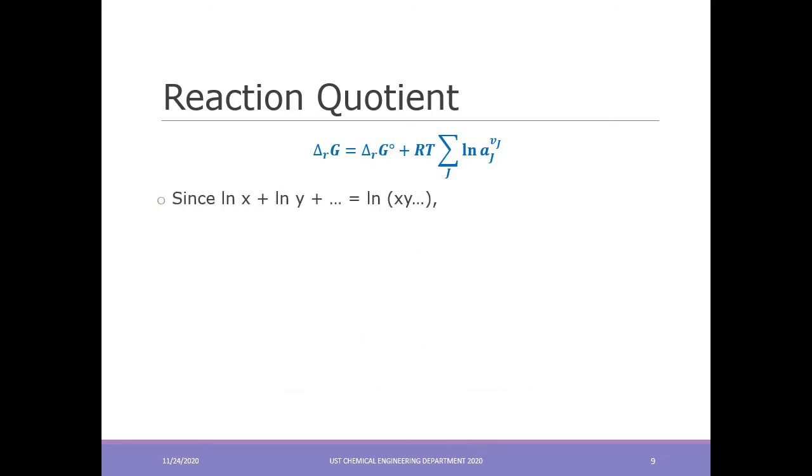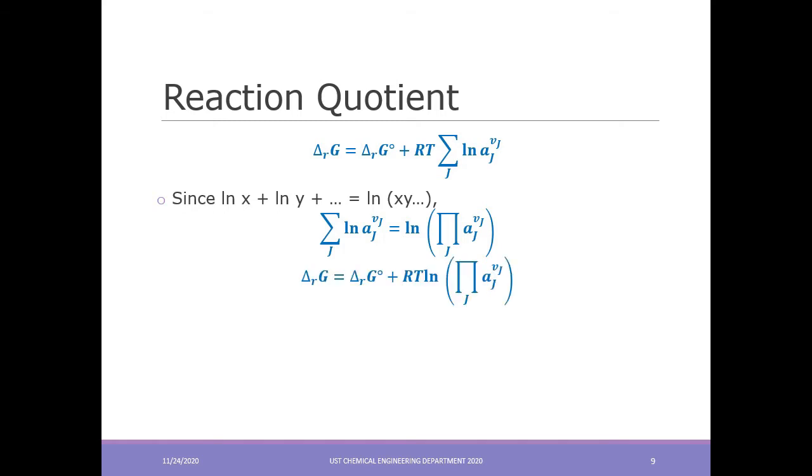Following the rules of adding logarithms, wherein ln x plus ln y and so on is just equal to ln xy and so on, we can express the summation of ln terms as the ln of the pi function of activities. The pi function denotes the product of what follows it. It is similar to the summation function, but instead of adding the terms, we multiply them. So the reaction Gibbs energy expression results to this one.